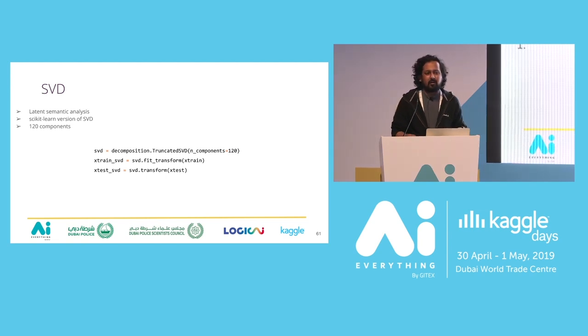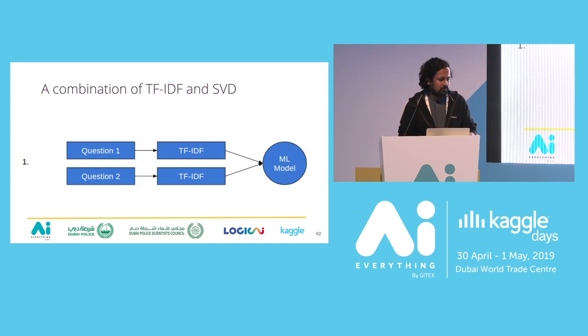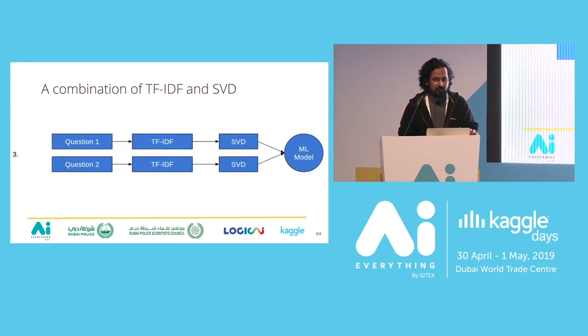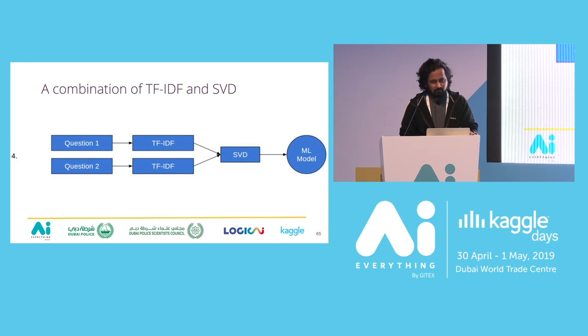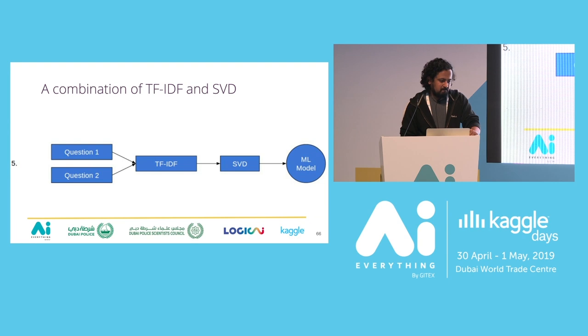Then you can create a number of features based on combination of TF-IDF and SVD. You have questions, get the TF-IDF, combine them together, stack them, build the machine learning model. Or you can combine the questions together, get TF-IDF, machine learning model. Or you can do something like this, where you have SVD on top of TF-IDF, separate, combine them together, and this one, both TF-IDF and then the decomposition. Or a single TF-IDF and then the decomposition.